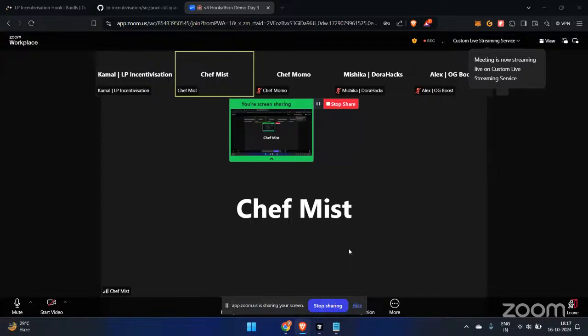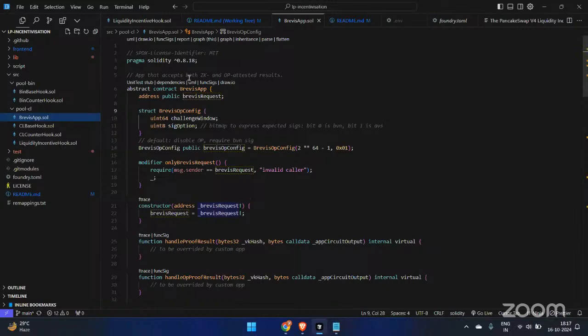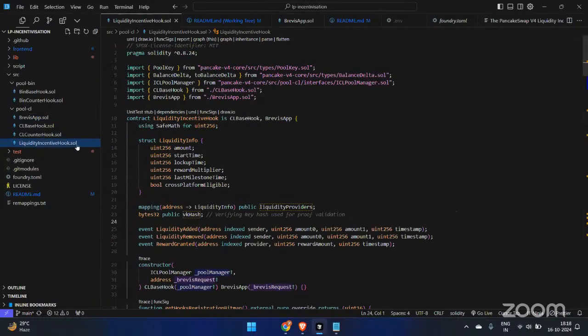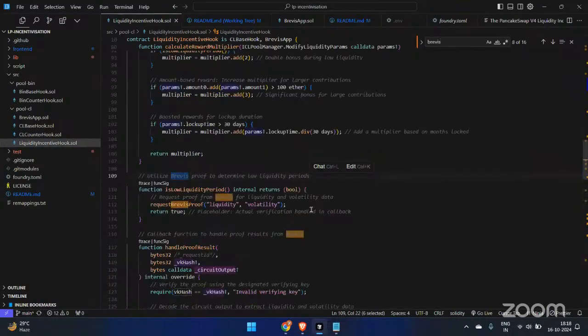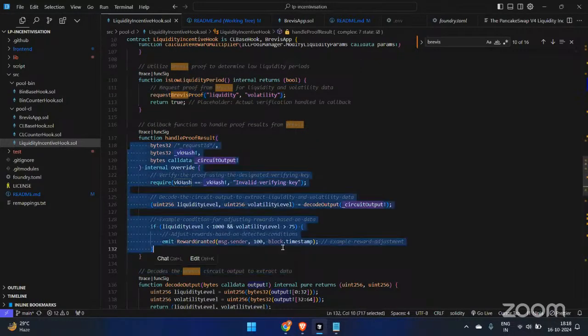Hi. Just going through your GitHub repositories. Do you know where is your Brevis circuit? Yeah, so the Brevis circuit is, I hope my screen is being shared, under source, then under the Brevis app dot sol. You can see that this is an abstract contract that we have to implement so that it utilizes Brevis. And this liquidity engine utilizes the Brevis circuit. Here we have a request Brevis proof, which requests the liquidity and the volatility. And here we have the handle proof request.